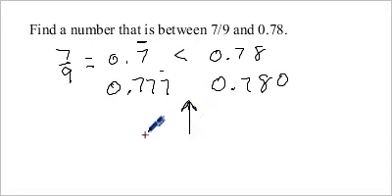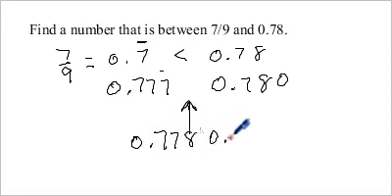Perhaps you can see that 0.778 and 0.779 both go between 0.7 repeating and 0.780. So we've found two numbers at least between them. Now keep in mind that this represents 778 thousandths and 779 thousandths, and both of those are between those numbers.